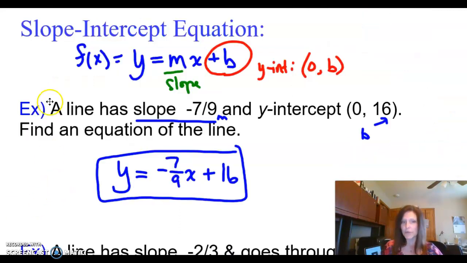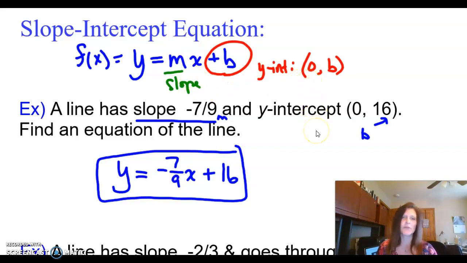In general, f of x or y, it doesn't matter, we use them interchangeably in this class, is equal to mx plus b. That is going to be the slope-intercept form of the equation of a line. It's always going to be a line. M again is the slope, and b is the y-coordinate of the y-intercept.